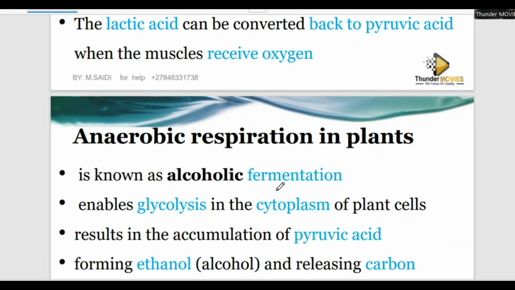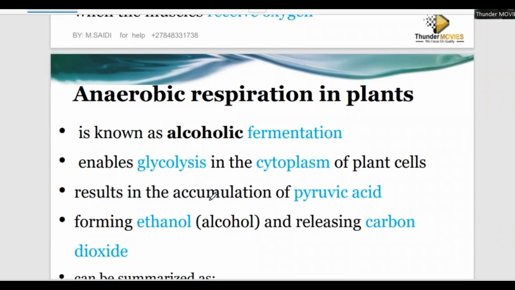So what happens is you block it, and then glycolysis takes place, and because there is no oxygen, the pyruvate is converted into an alcohol. Hence, fermentation is taking place in this process. It enables the glycolysis in the cytoplasm of the plant cells, resulting in accumulation of pyruvic acid. You see, pyruvic acid forming ethanol. In this case, this is what we call the alcohol, and then releasing the carbon dioxide.